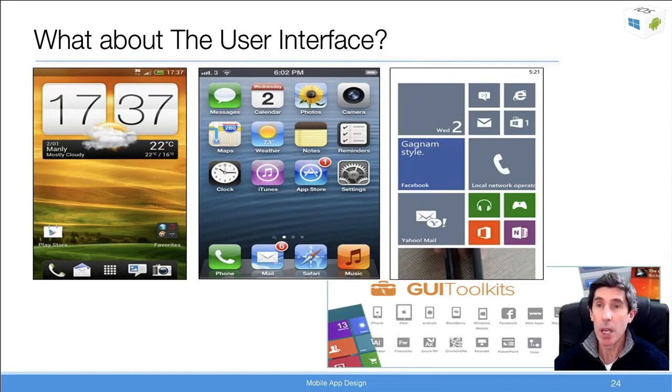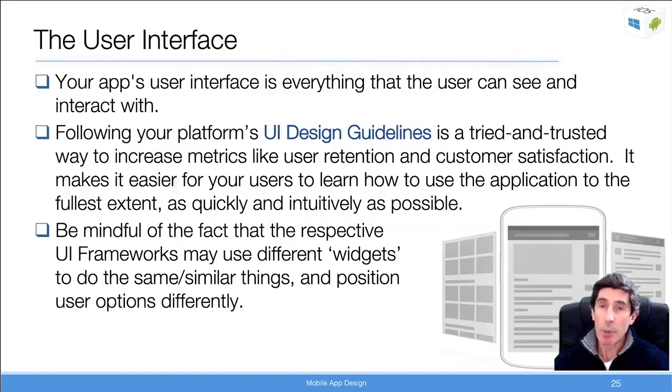Okay. Now, what about the user interface? So again, some screenshots there of all the major players. Okay. So your app's user interface is everything that the user can see and interact with. Following your platform's UI design guidelines is a tried and trusted way to increase metrics like user retention and customer satisfaction. It makes it easier for your users to learn how to use the application to the fullest extent, as quickly and as intuitively as possible. Be mindful of the fact that the respective UI frameworks may use different widgets to do the same or similar thing and position user options differently.